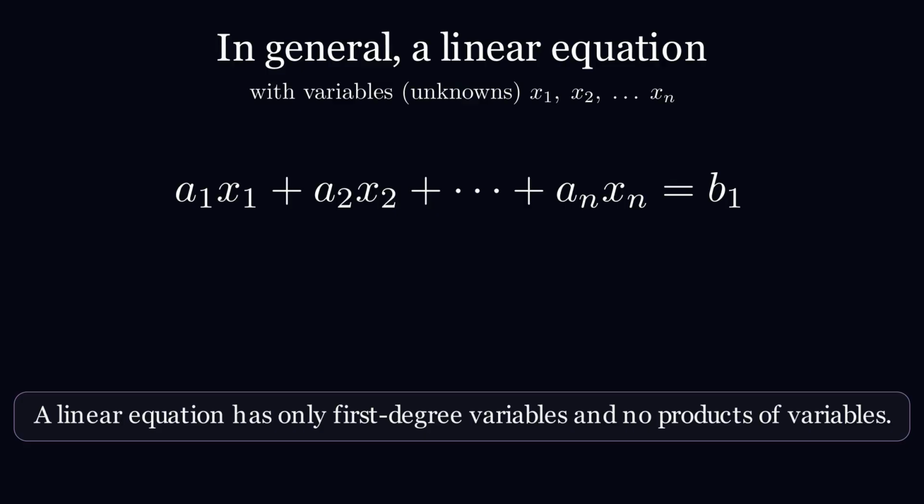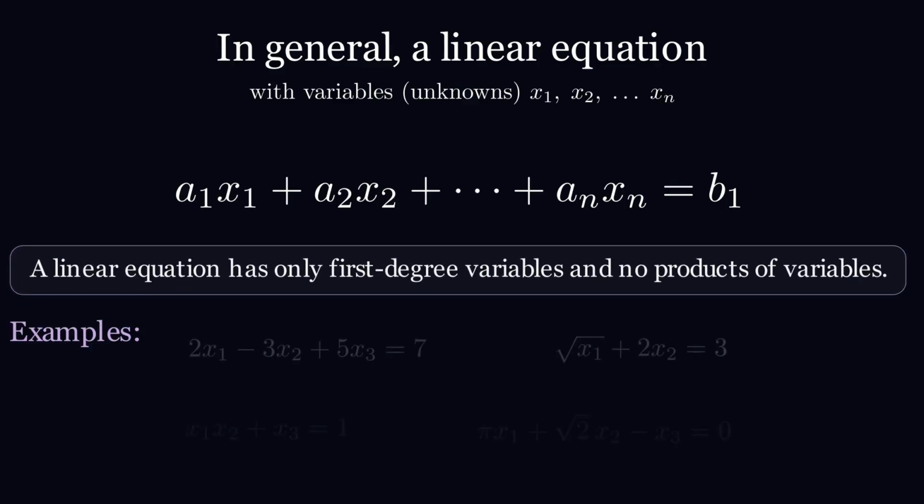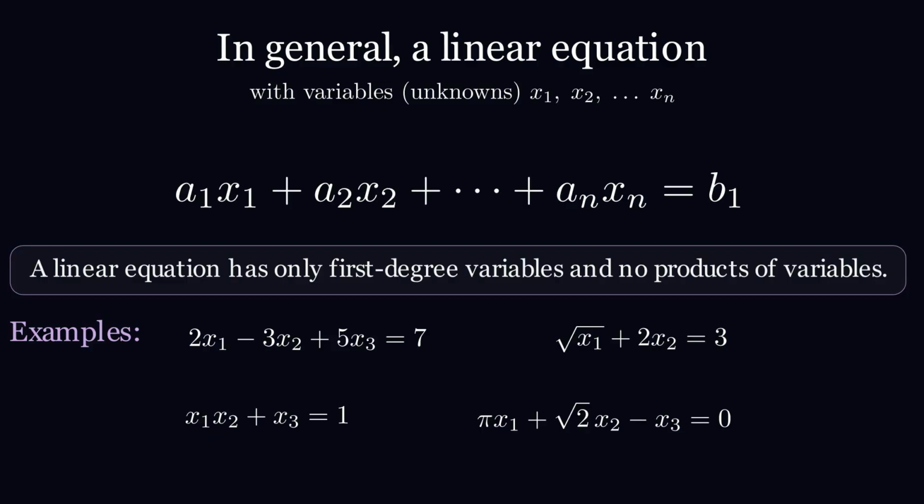All right, let's check a few examples here. The first example is actually linear, only we have first degree terms, so it matches the definition. But the second example is not. Here we have square root of x1, which is not first degree. If we look at the third example, we have x1 times x2, so it's a product of variables, so it is not linear. And if we look at the last example, this one is also linear.